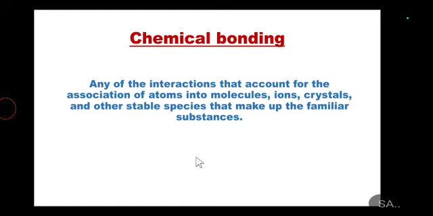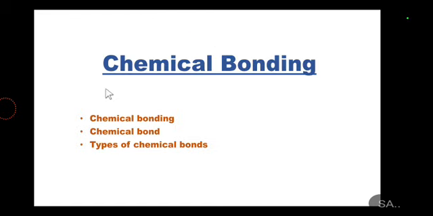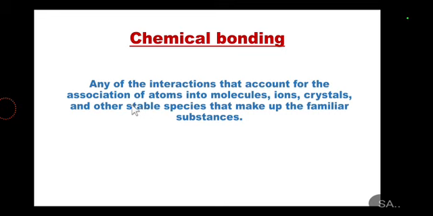So first things first is chemical bonding. Any of the interactions that account for the association of atoms into molecules, ions, crystals and other stable species that make up the familiar substances is termed chemical bonding. So chemical bonding is making a sort of linkage among the atoms of different elements. Why is this happening? This is happening in order to stabilize the atoms.